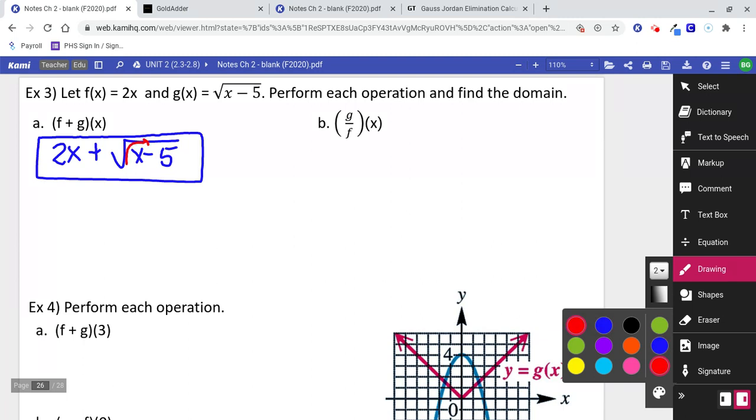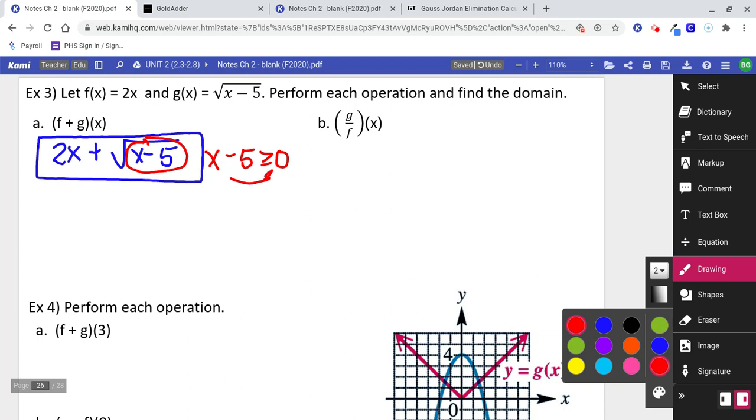This thing right here could potentially be negative, and I don't want it to be negative, okay? So that thing right there must be greater than or equal to 0. X minus 5 must be greater than or equal to 0, for if it wasn't, I'd have a negative under the square root. That's going to be a problem. That's going to be a non-real answer.